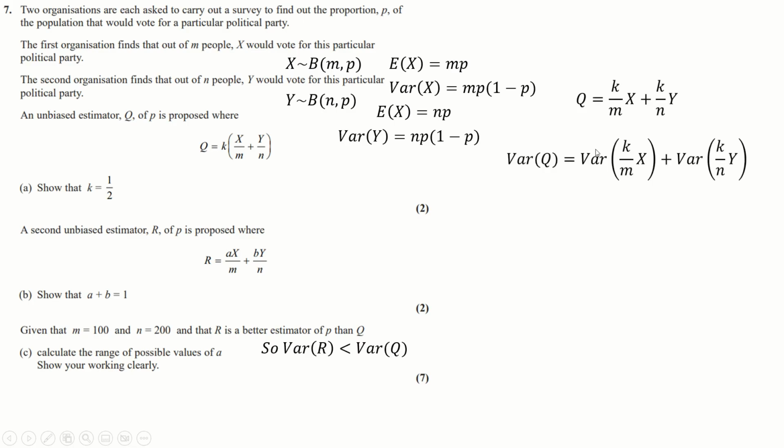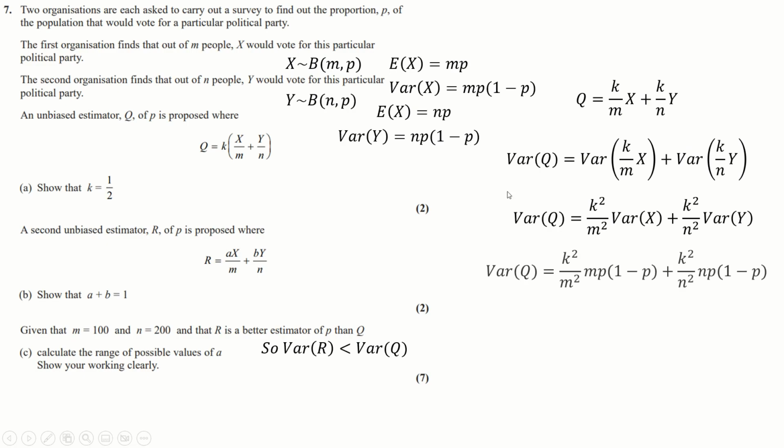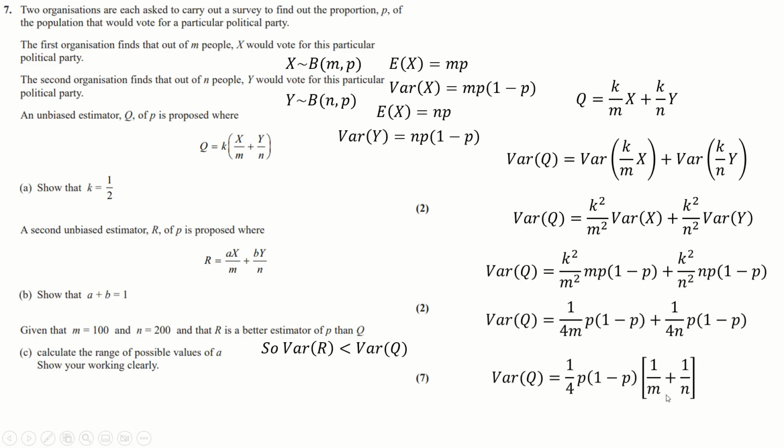Now, var of Q, when we do variance of things that are being scaled, that comes out at the front, but you square them as you do that. So that becomes this, and that becomes this. And now we can put the variances in, we can do some cancelling, we can do some factorizing, and we get this here. I didn't read this when I was doing it, so I just left this as this for now. I'm going to put it over there.